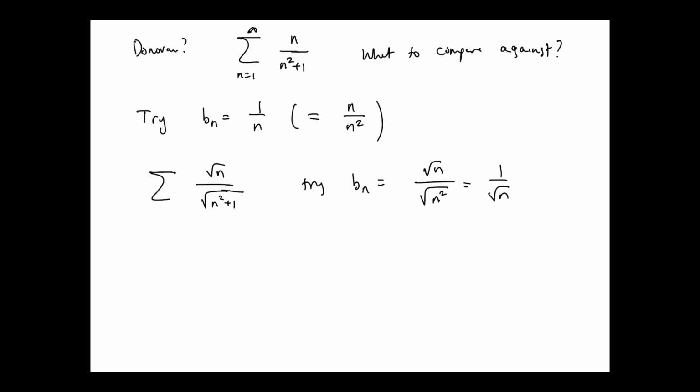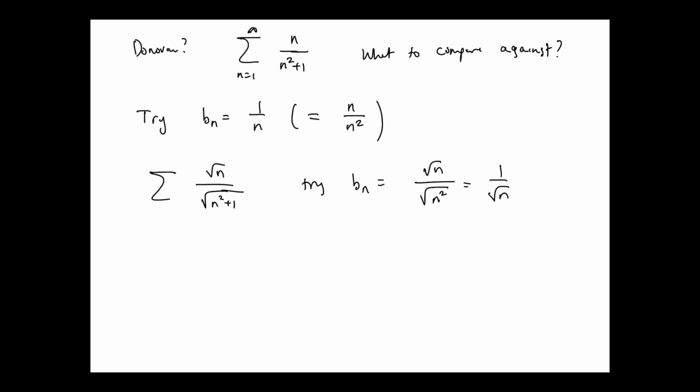No, because what's the biggest power upstairs? Yeah. But how did I get 1 over root n? I got it by thinking of what's the biggest power of n at the top? Root n. What about the bottom? Root n squared. And what's the ratio of those two things? 1 over root n, right? And so I want to possibly compare against 1 over root n.